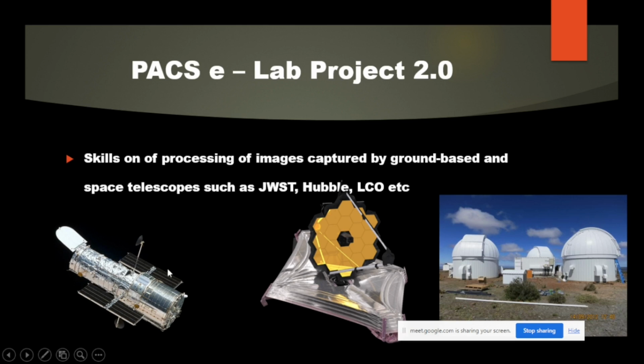This is called the Hubble Space Telescope. This is the James Webb Space Telescope. And this is the Las Cumbres Observatory. It's a telescope. But these two are space telescopes, while this is a ground-based telescope. Why do I have to mention this?